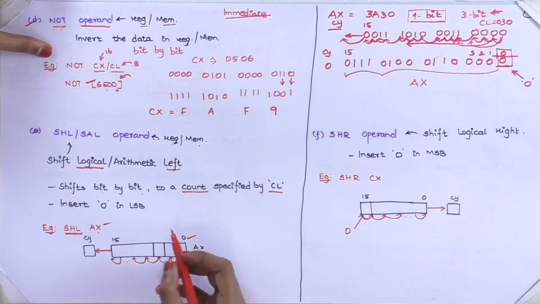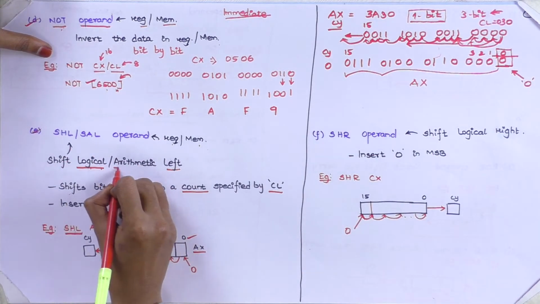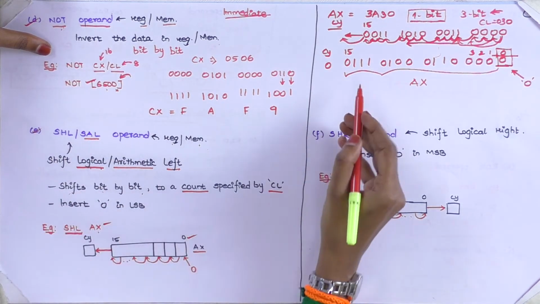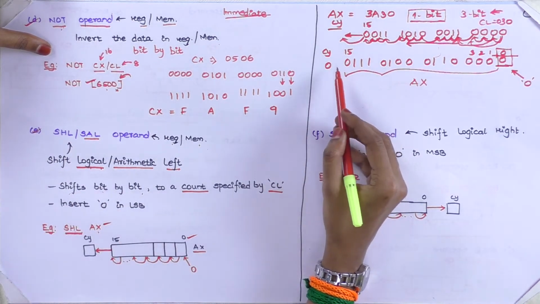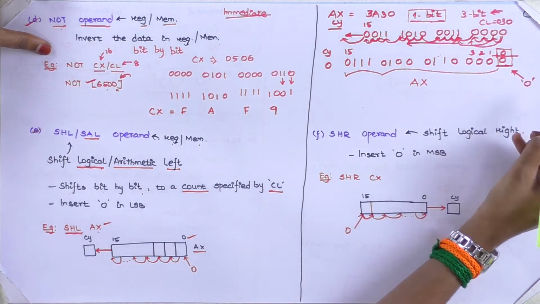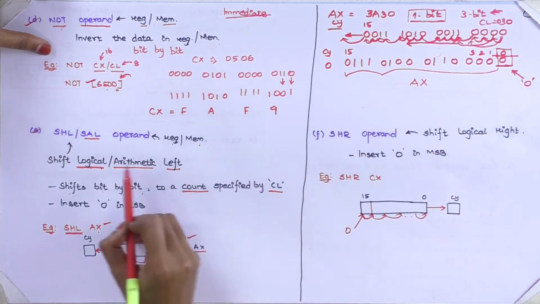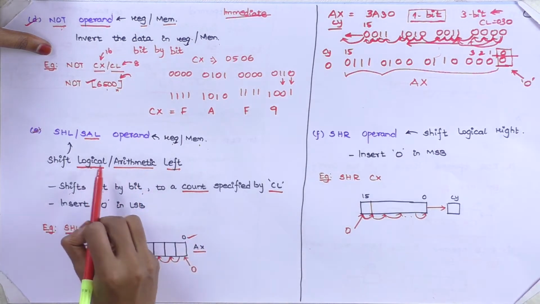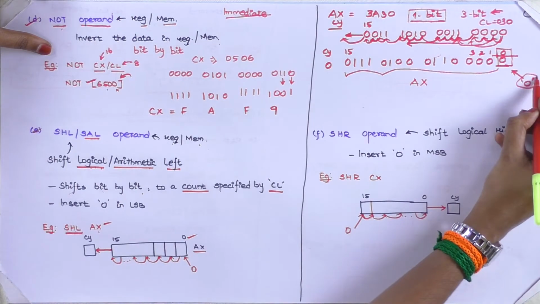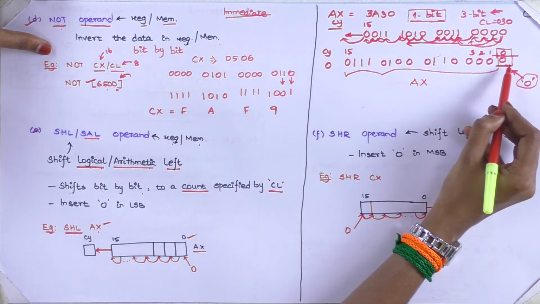Fine. So next is shift arithmetic left, SAL. So this is also same like logical left. So the operation will happen like this. Here also 0 will be inserted. Fine. The operation is same, but the name has been given logical left, arithmetic left. So in either of the cases 0 is going to be inserted in the empty bit.